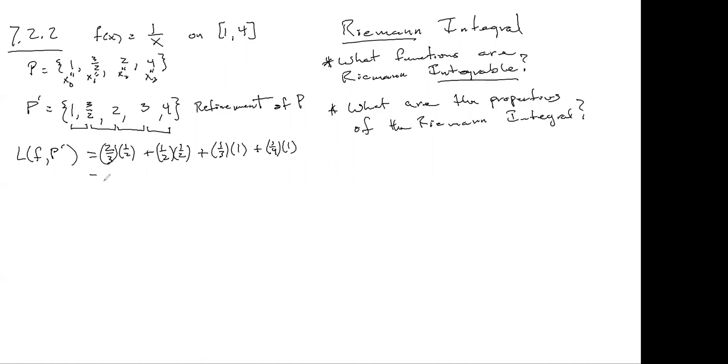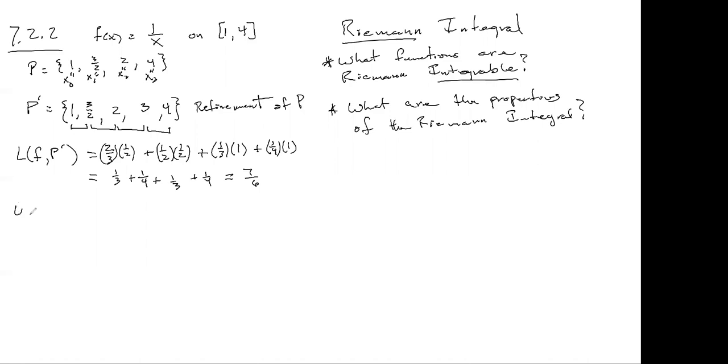So for this particular partition, we've got 1/3 plus 1/4 plus 1/3 plus 1/4. So basically we've got 2/3 plus 1/2. So that is 7/6.